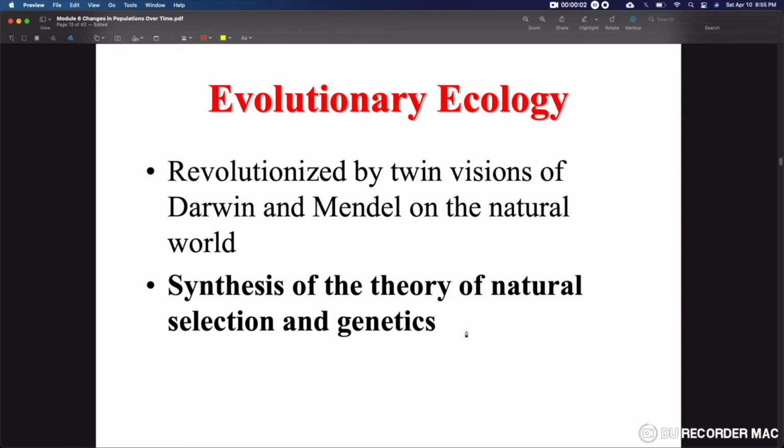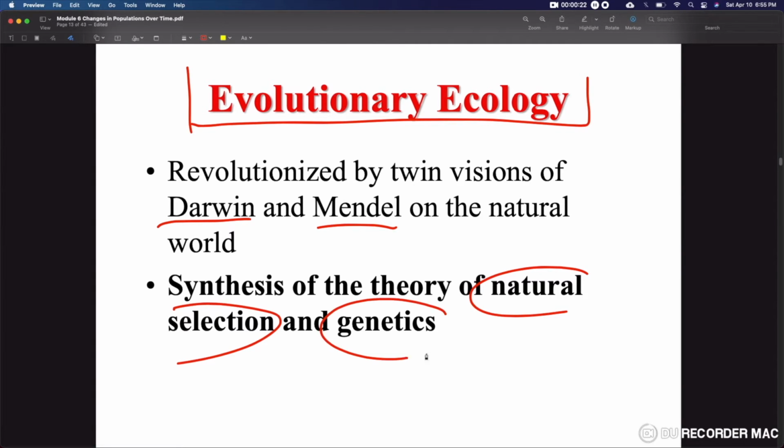Now we move to evolutionary ecology. In evolutionary ecology, one of the major breakthroughs back then was the twin vision of Darwin and Mendel on our world. Here we have synthesized the theory of natural selection and the theory of genetics. That's why we have evolutionary ecology here. We synthesize these two studies right here.